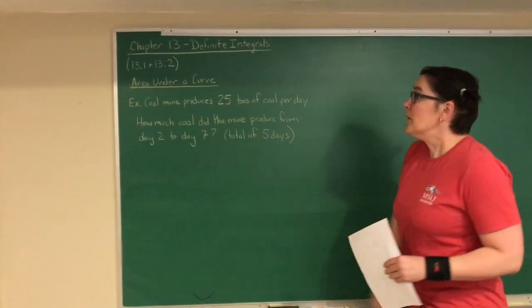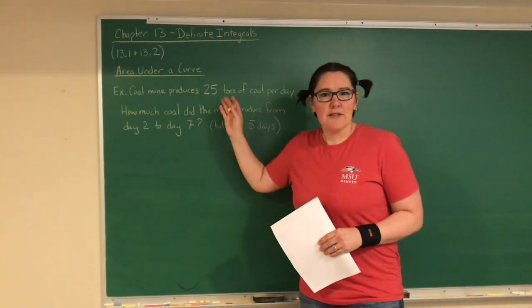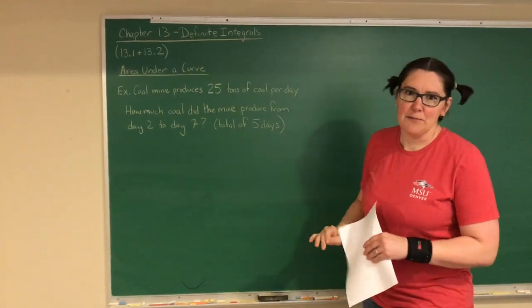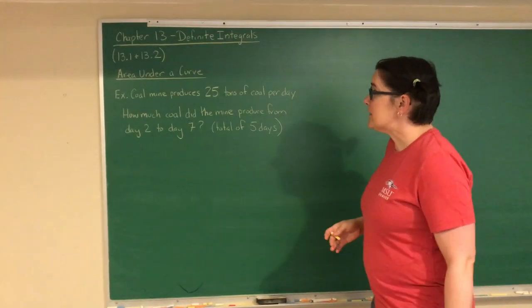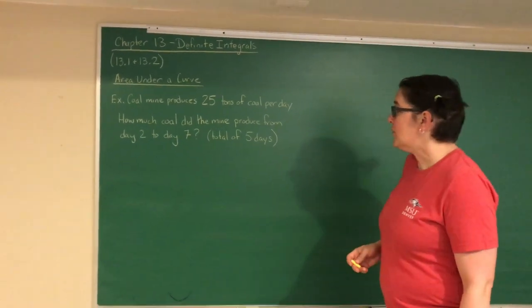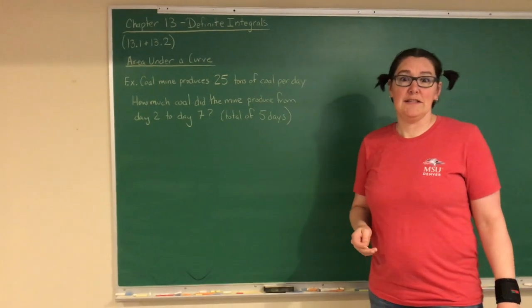All right, so we're going to start with an example. Now, I do have a title here of area under the curve, but that doesn't necessarily relate to this example as it's written. And so our example starts out with a coal mine that produces 25 tons of coal per day. How much coal did the mine produce from day 2 to day 7?